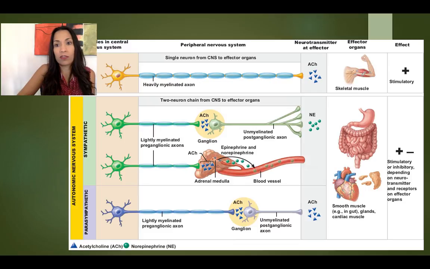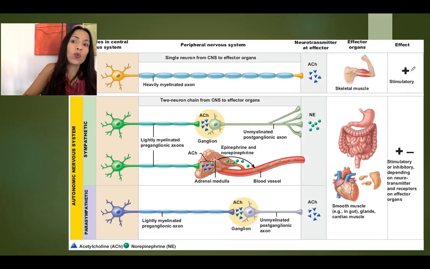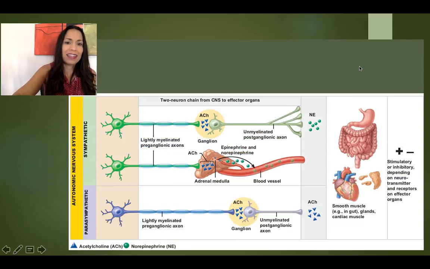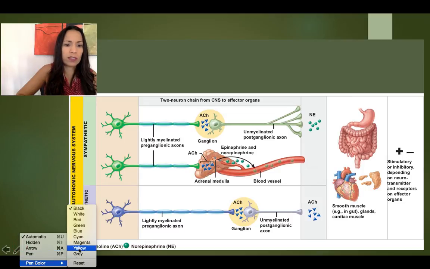So this is a voluntary nervous system. We can control the contraction of our skeletal muscles, don't we? And the effect is always going to be stimulatory. These neurotransmitters always are going to stimulate the skeletal muscle to contract. Okay? Now, let's contrast that with the autonomic nervous system.